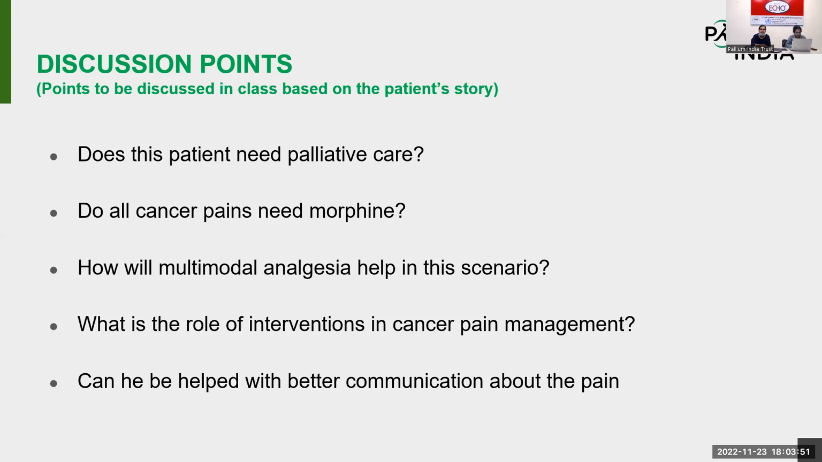Yes, as Madam has said, all cancer patients may not need morphine. Sometimes with tramadol or weak opioids, the pain may settle, if we always go with the WHO analgesic ladder.